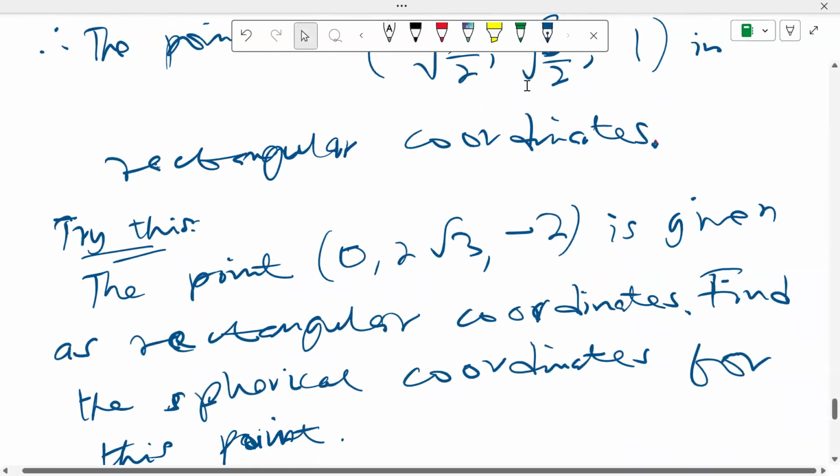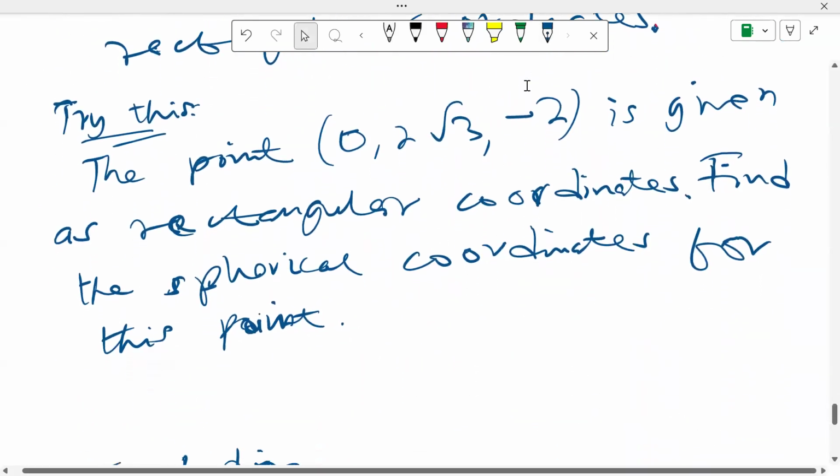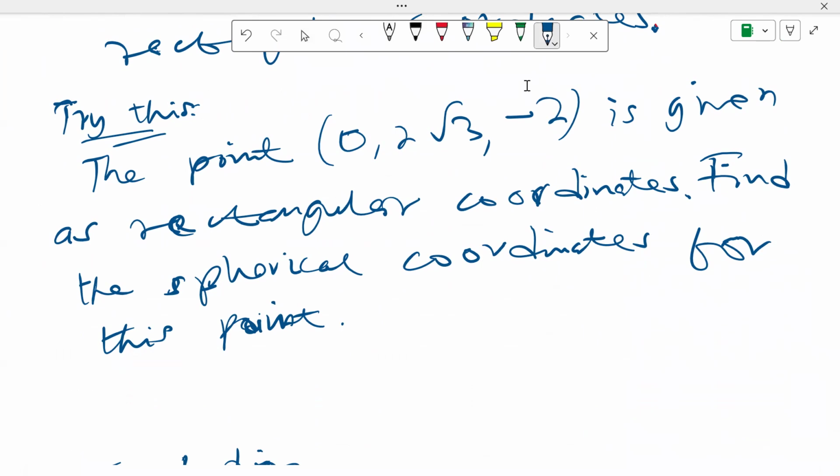All right, so try this. The point 0, 2 root 3, negative 2 is given in rectangular coordinates. Find the spherical coordinates for the point. So try that question. I'm giving you the next 3 minutes to try that.